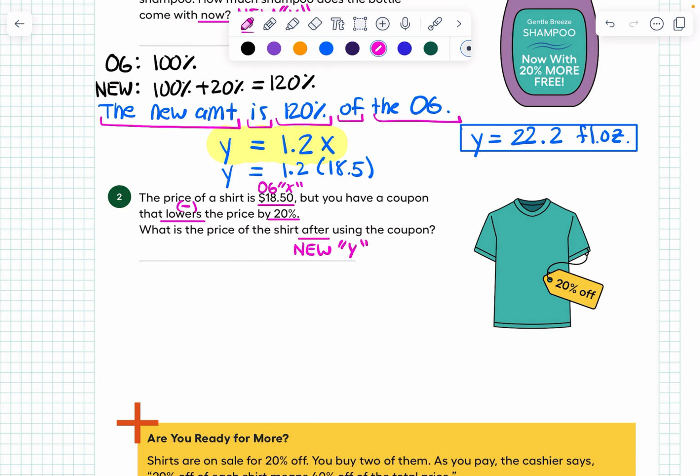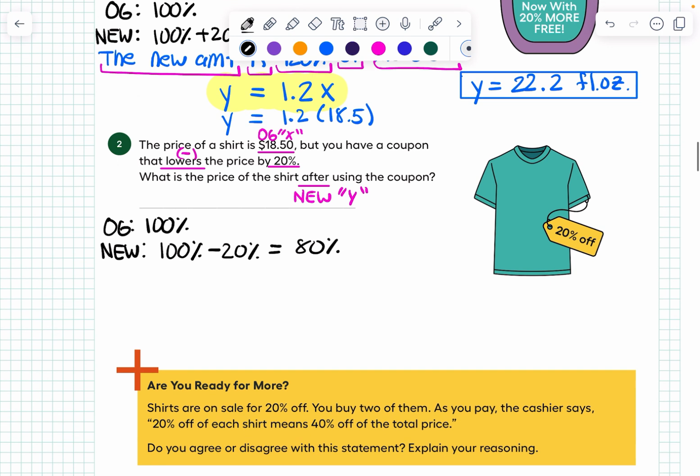Okay, so let's figure out our percentages. The OG always represents 100%, and our new amount, the new price, it says it was lowered by 20%. So you need to take 100% minus 20%. That would be 80%. So this helps me get to the sentence. My sentence would be the new amount, or the new price, whatever you want to say. The new amount is 80% of the OG.